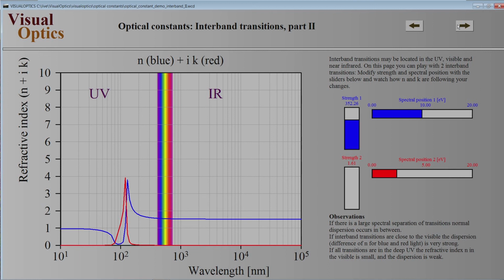Here I show you a single interband transition first, and we can take a closer look. K is very sharp, pronounced, different from 0 here, a sharp peak with a little shoulder, and the consequences for N are, first of all, here in the ultraviolet. We start at high energies with a refractive index a little bit below 1, and it gets smaller and smaller with increasing wavelengths. That's called normal dispersion.